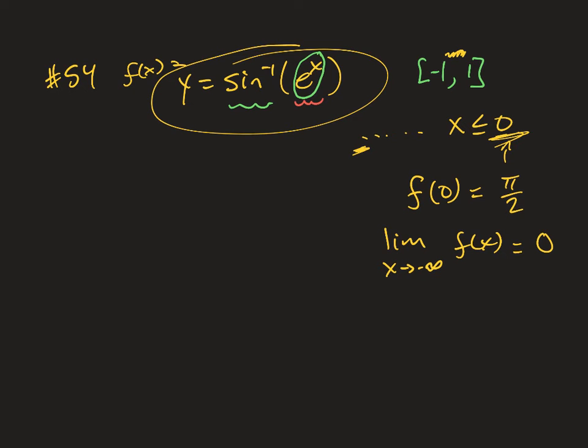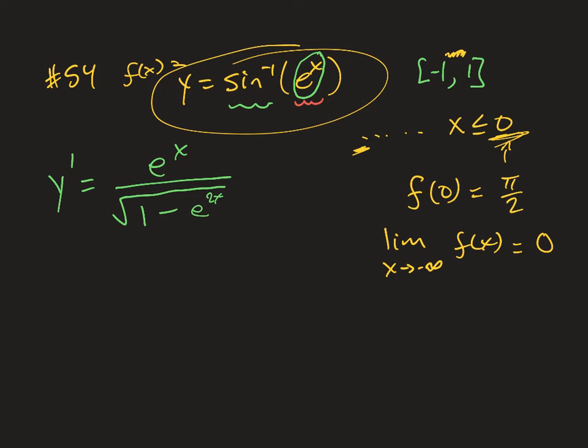The other thing we need to do is see if there are any critical points. So I need to know the derivative of this thing. We've recently studied the derivative of the inverse trig functions. The derivative of inverse sine of u happens to be u prime over the square root of 1 minus u squared. So u prime in this case is going to be e to the x, and that's going to be over the square root of 1 minus e to the x squared, which is e to the 2x.